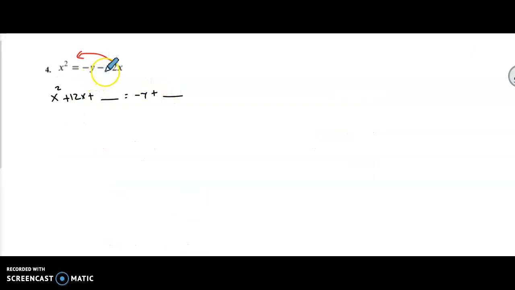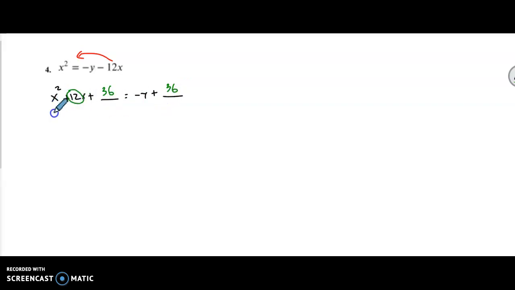Okay, so I skipped number 3. You can go back and take a look at that when I post the solutions later for the notes. But for number 4, I'm going to have to bring this -12x to the other side because you need the variables together. And so I end up with x squared plus 12x. I know that I'm going to complete the square, so I'm going to have these blanks here. And so when I go through this process, the 12, when I divide by 2 and then square it, I end up with 36. So I'm going to add 36 to both sides.